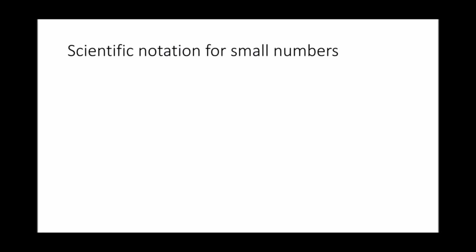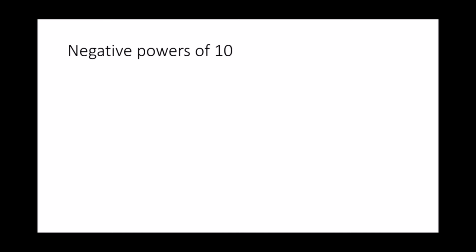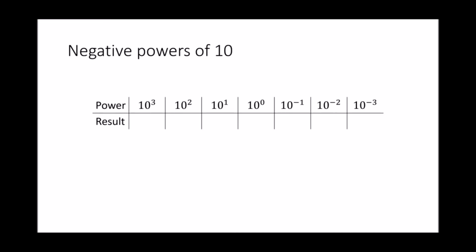Let's have a look at small numbers, and by small numbers I mean numbers like this. 0.0000 something. So numbers that are very close to 0 but are not quite 0. And as I said, before we can actually do this, we need to have a look at negative powers of 10. So let's put some powers of 10 in the table. The first couple we know, 10 to the power of 3 is 1,000, 10 to the power of 2 is 100, 10 to the power of 1 is 10.